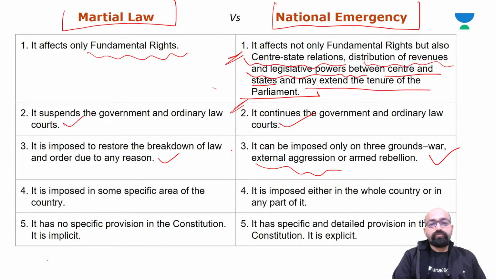Now next, military rule means martial law is imposed in some specific area of the country, whereas national emergency is imposed either in the whole country or in any part of it. Now next, martial law has no specific provision in the constitution, it is implicit, whereas national emergency has specific and detailed provision in the constitution, which means it is explicit.